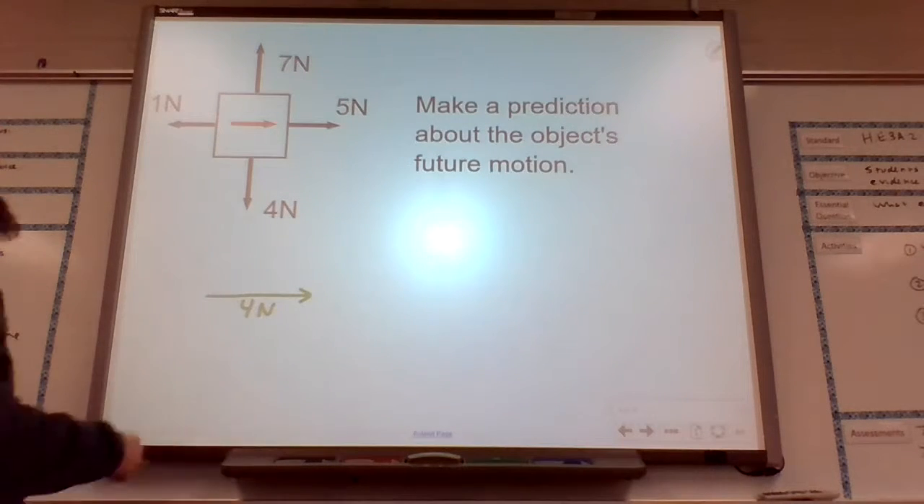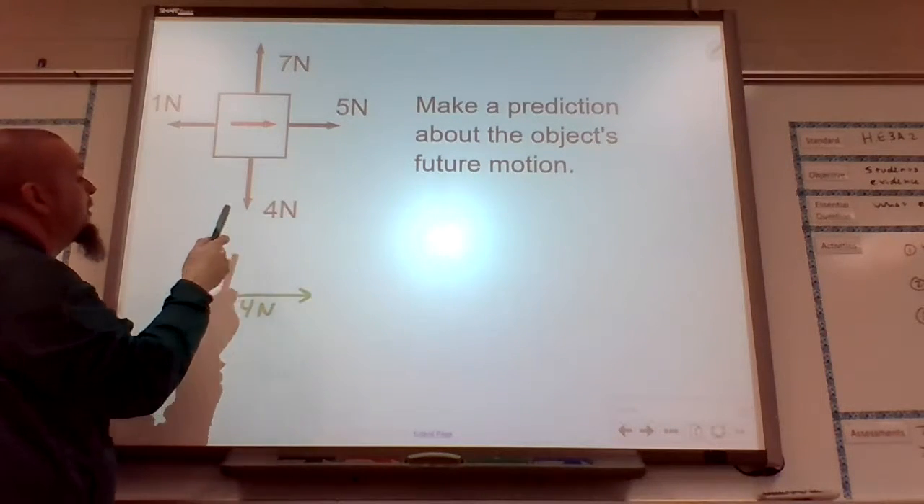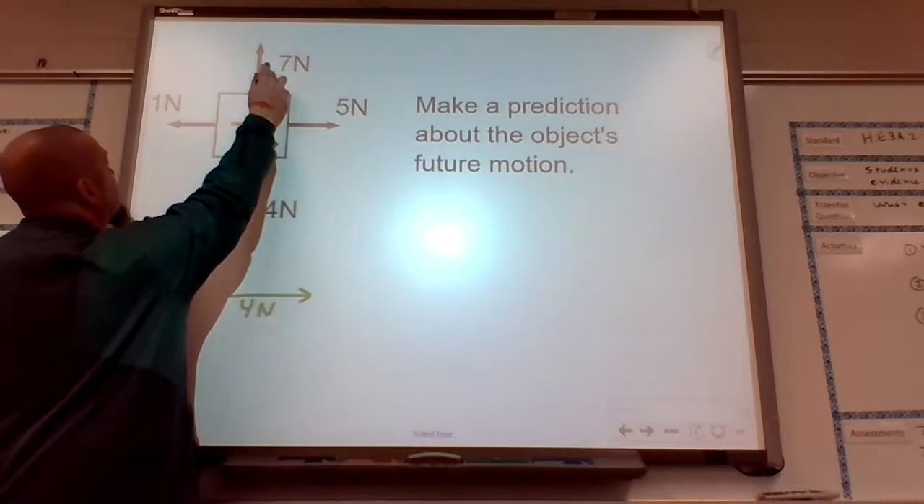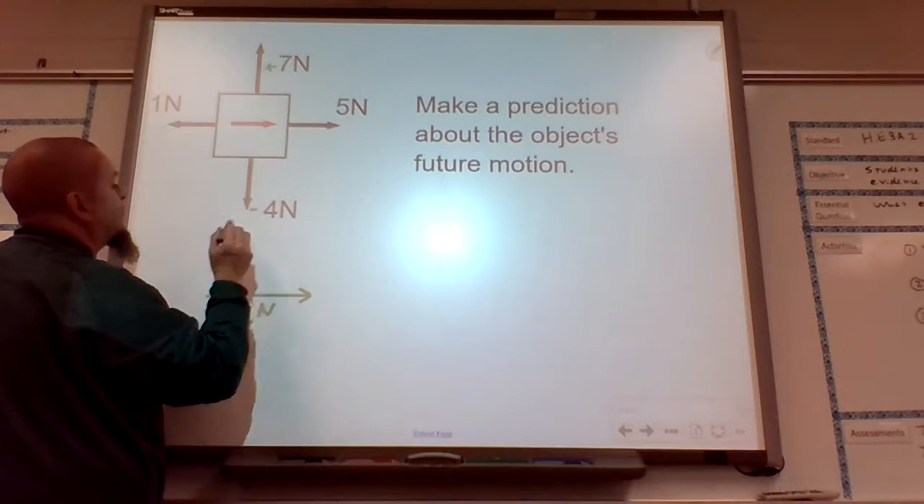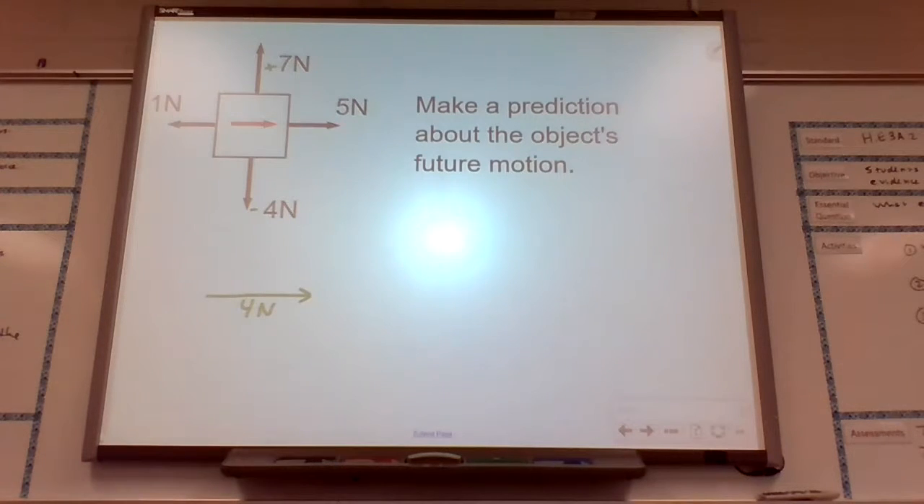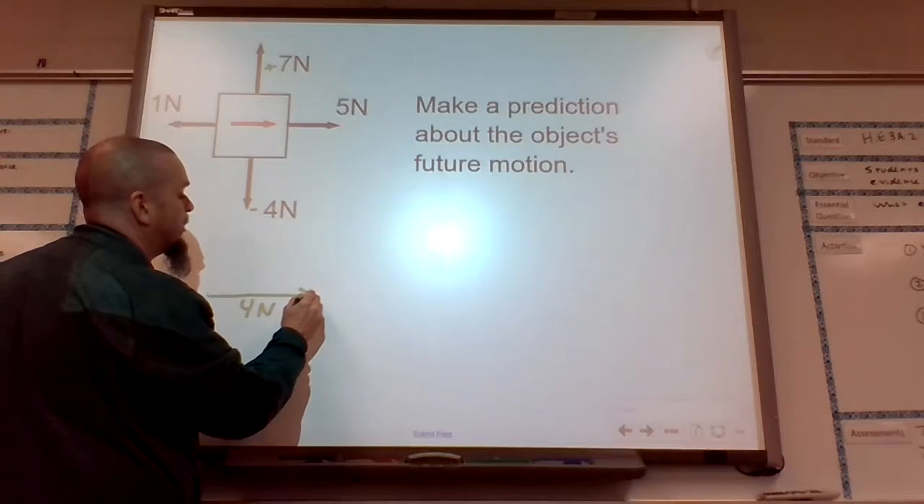Now I'll resolve the vertical part, up and down. I'll do this one the other way. Up is positive, down is negative. So I'll add those two together. Positive 7 plus negative 4 is positive 3. And the positive tells us that it will be upward.